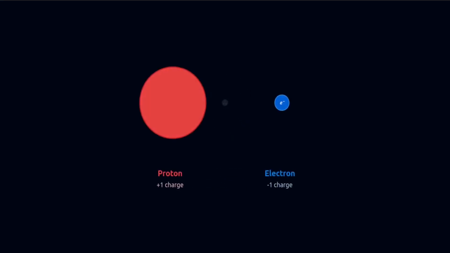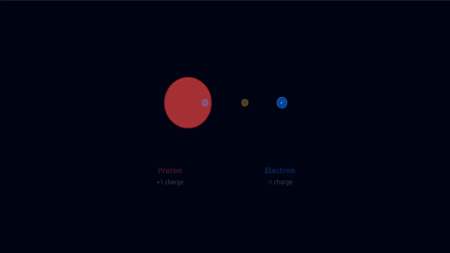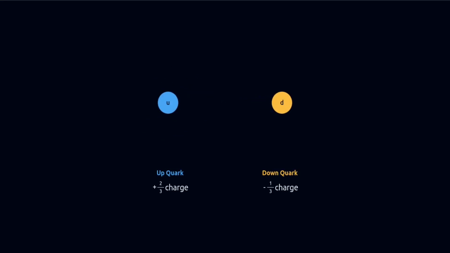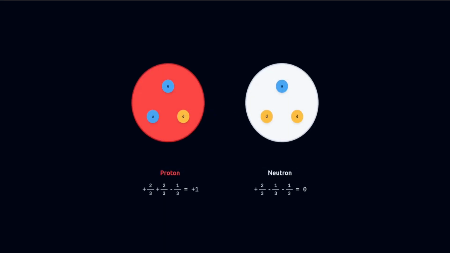Here's the weird part. We are used to electrical charge being whole numbers, +1 or -1. But quarks, they have fractional charges. Up quark has +2/3 charge and down quark has -1/3 charge. Do the math. This is why the neutron is neutral. It's just a perfect cancellation of quark charges.